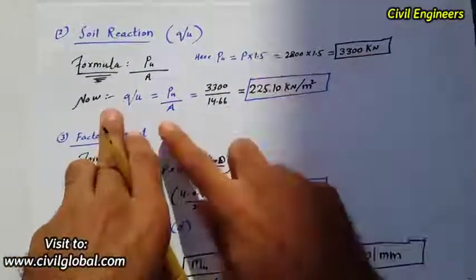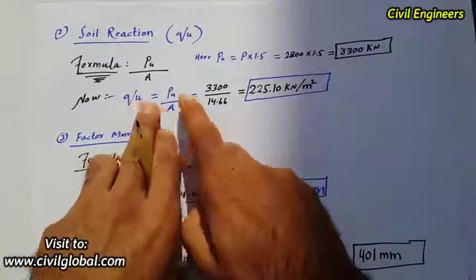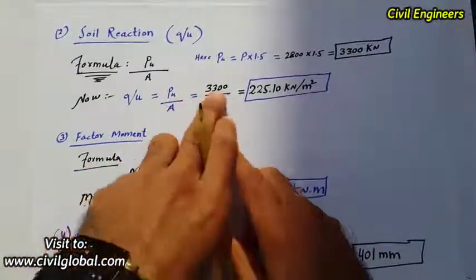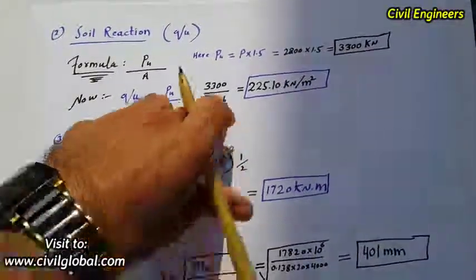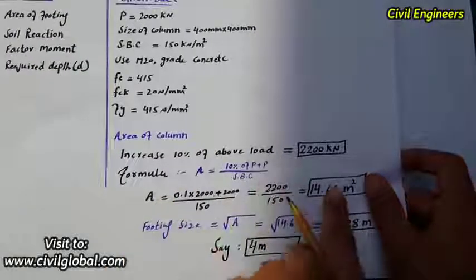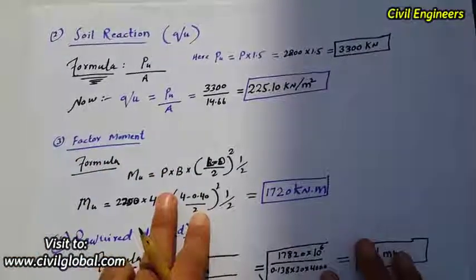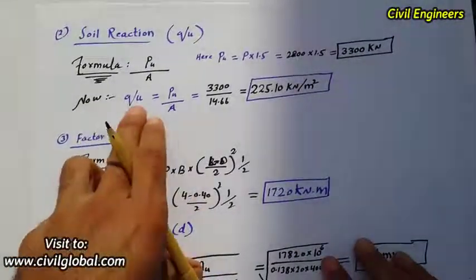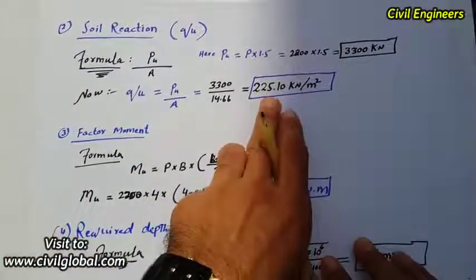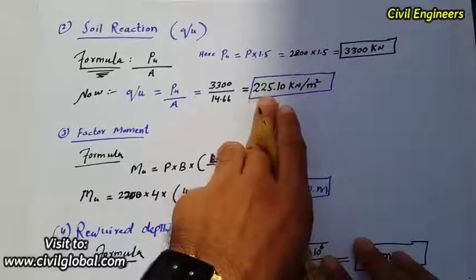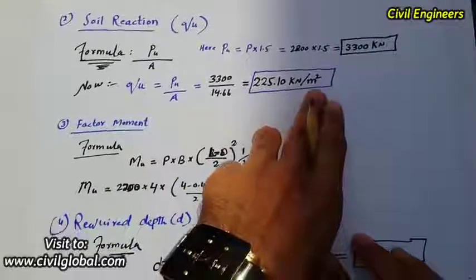Now for the formula, we use QU is equal to PU divided by area. PU is already this one, and the area we have is 14.66. So from this you can get the soil reaction, which becomes 225.10 kilonewton per meter square.